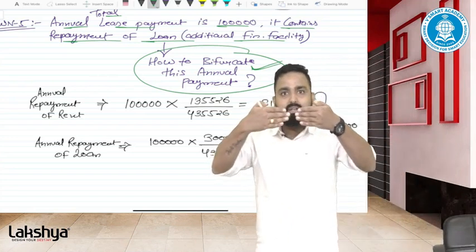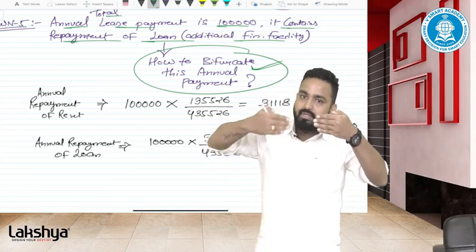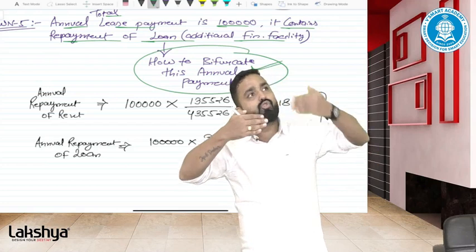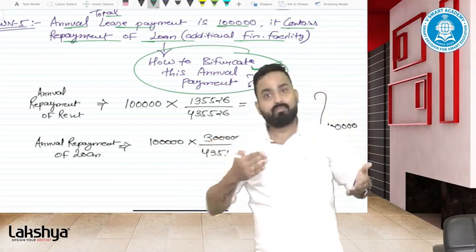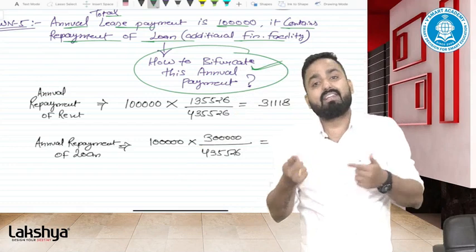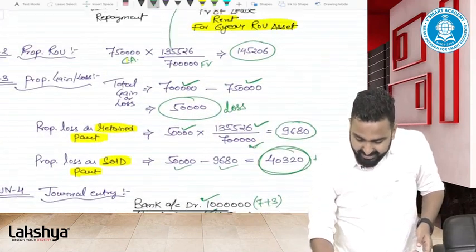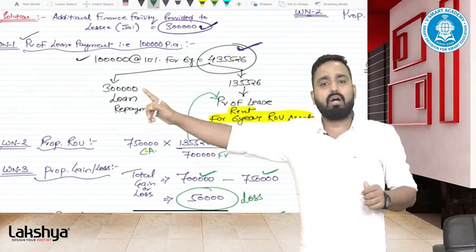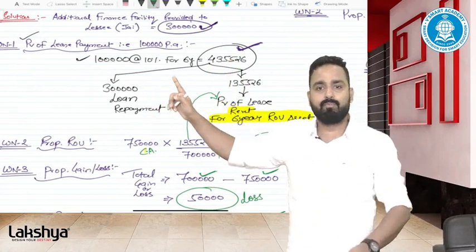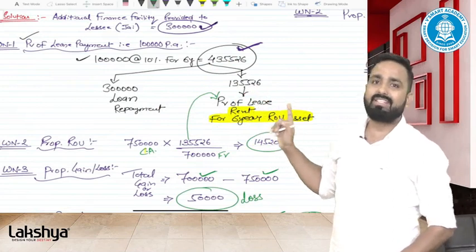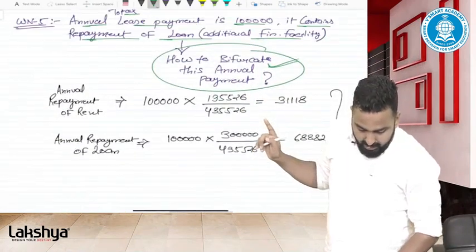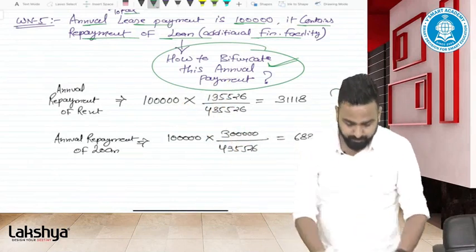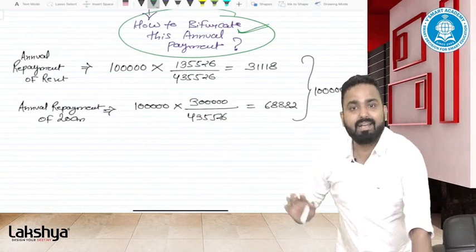So, out of this 1 lakh, how much portion is towards rent and how much portion is towards repayment of loan, of every year's 1 lakh? See, we already bifurcated the gross value, that overall present value 435, out of which overall 3 lakh is the repayment of loan and overall 135 is the overall lease rent. But now we need to bifurcate every year's 1 lakh portion.